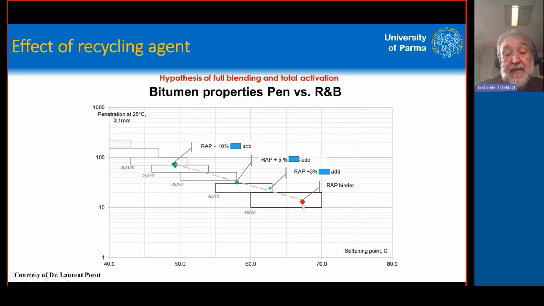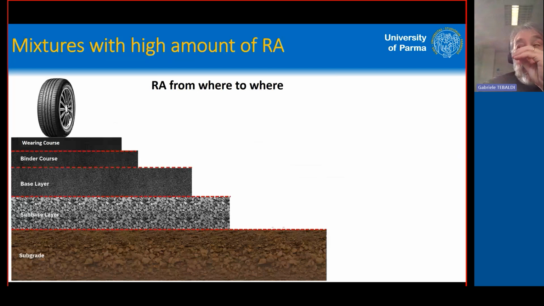So even if it's a little bit empirical, this method is something that we always have to remember and always check if the agency does a control on the bitumen only with recovering and doing softening point, or also softening point and penetration. There is another point that we have to remember.